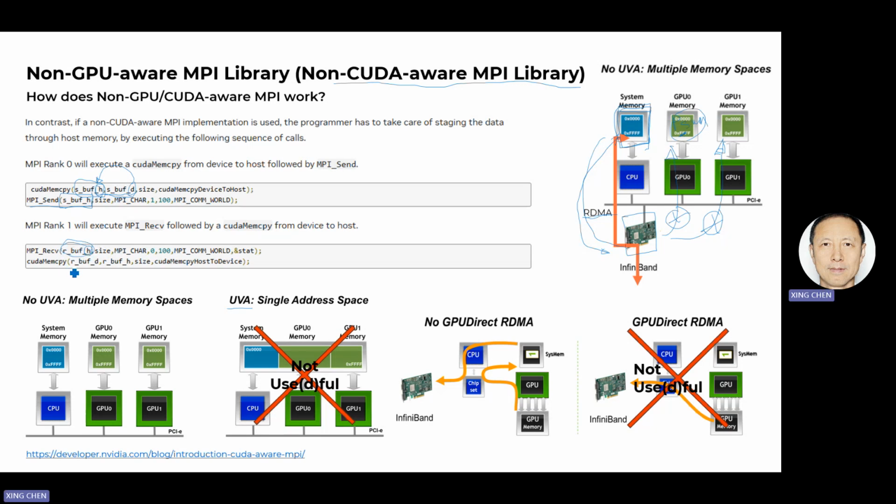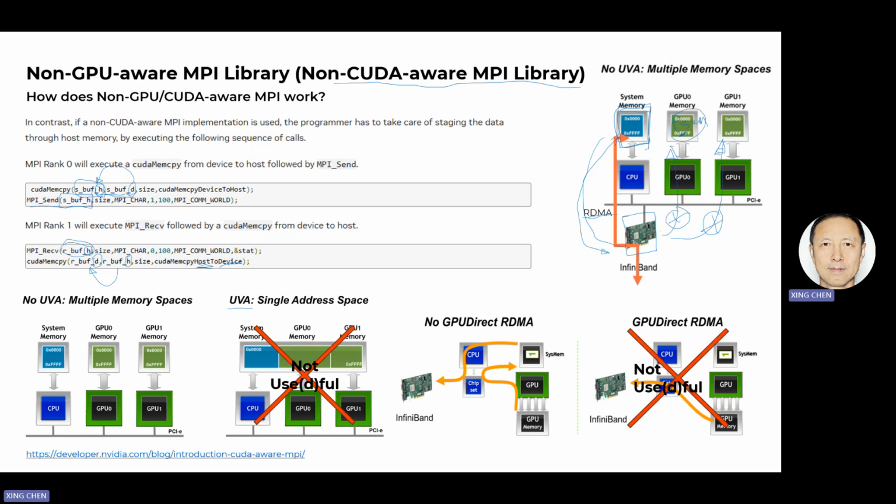And then if you really need to put this data in the GPU memory, what you need to do is the copy. You have to copy the data from the host memory to the device memory. That means GPU memory. The direction of copy is from host to device.